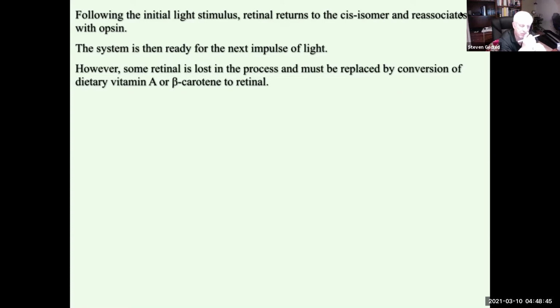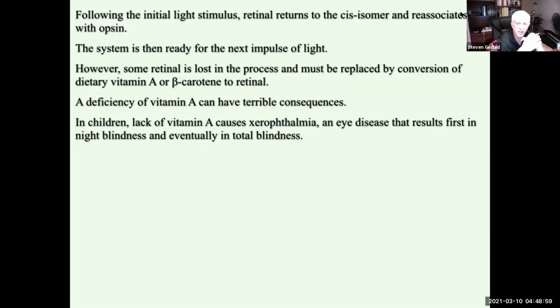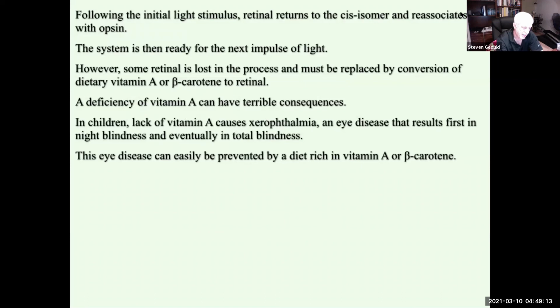Either through vitamin A supplements or beta carotene in your diet, which can be hydrolyzed and converted into vitamin A. Deficiency of vitamin A can have some very bad consequences. In children, lack of vitamin A causes xerophthalmia, an eye disease that results first in night blindness and then total blindness. So it affects the rods first for your night vision, and then it starts to affect the cones. The disease can easily be prevented by a diet rich in vitamin A, supplements you give them, or beta carotene.